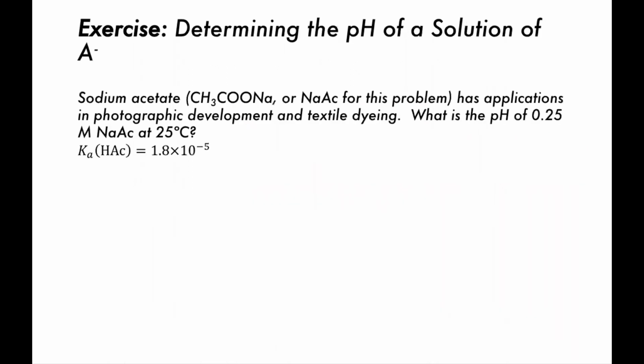So determining the pH of a solution of A minus, so sodium acetate is given there. This has applications in photographic development and textile dyeing. What is the pH of 0.25 molar sodium acetate at 25 degrees Celsius when Ka of acetic acid is 1.8 times 10 to the minus 5? Remember that for any conjugate acid-base pair, Ka times Kb is equal to Kw. We just saw that on the previous slide.